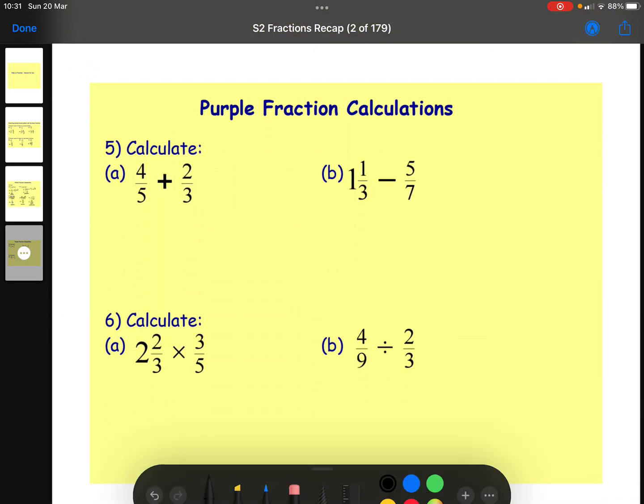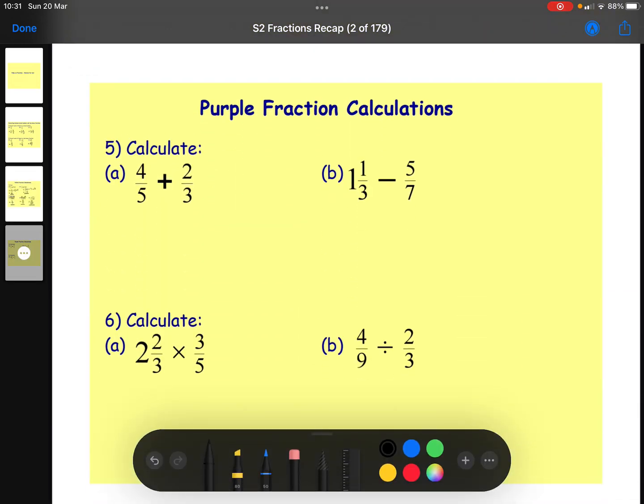Purple fractions calculations, they're just a little bit trickier. We have different denominators for question A and B, and also we have mixed numbers involved as well. First thing we have to do is to create a common denominator. Now we do that through multiplying.